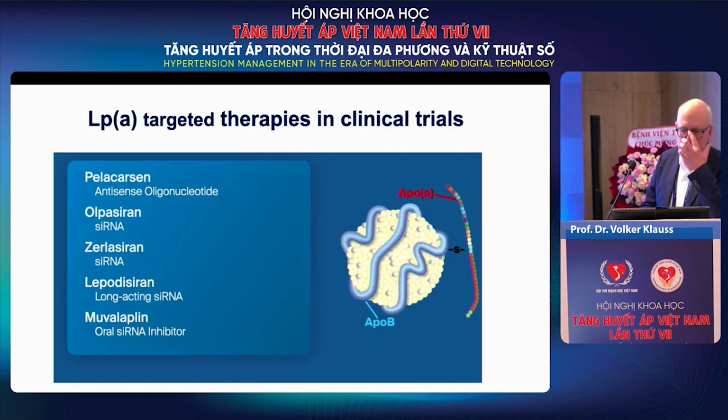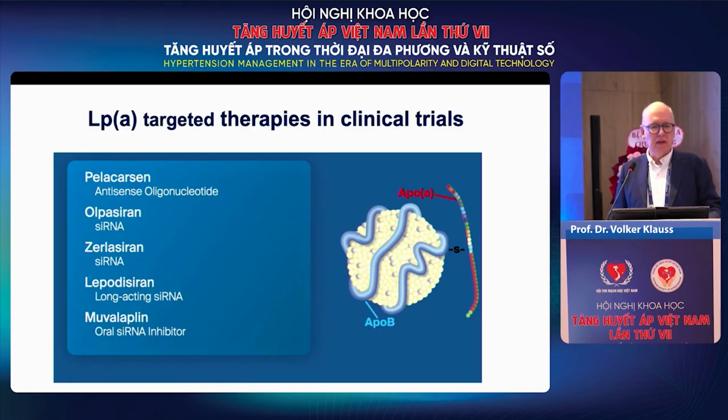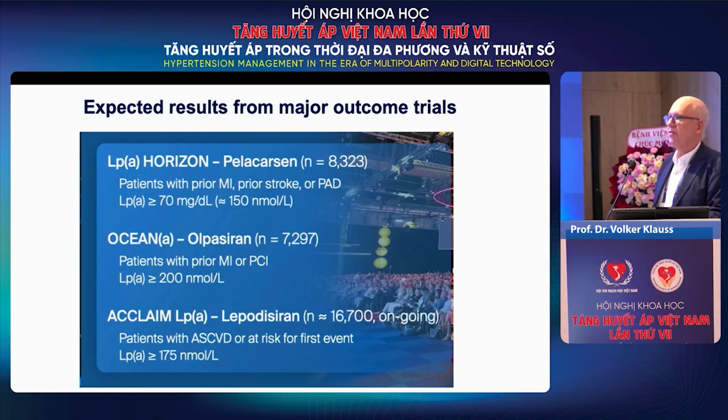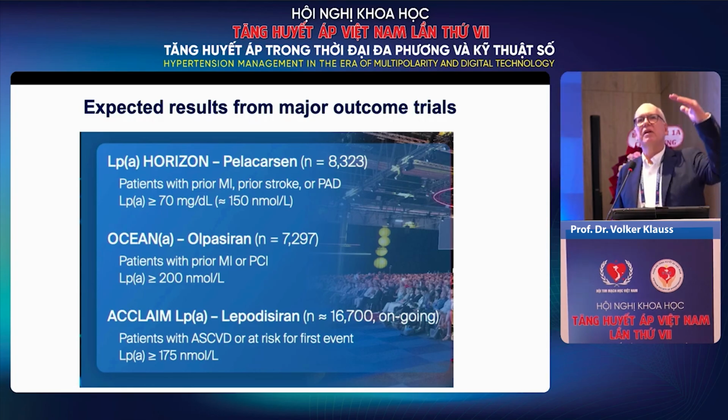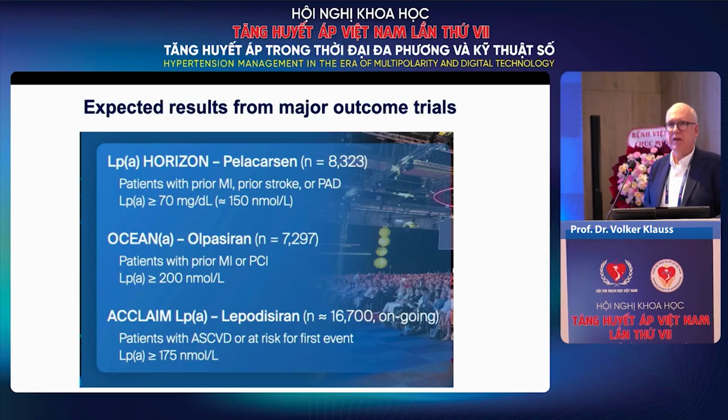We have now LPA-targeted therapies in clinical trials. We have different compounds, antisense or small interfering RNA and so on. And we expect in 26 the results of the HORIZON trial. It will be very interesting. And in 27 OCEAN and probably in 28 the ACCLAIM trial with different compounds. And we know that with these compounds we can get down the LPA by up to 80 or 90 or even more percent, but we have to wait for the clinical outcome data.